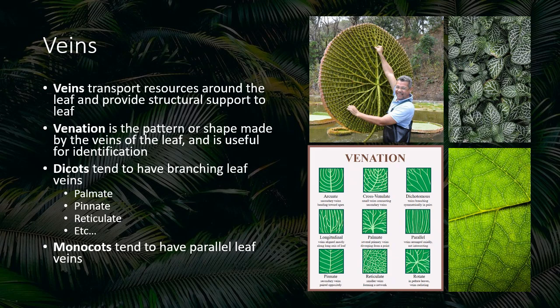By comparison, monocots tend to have parallel leaf veins that all run the same direction. This isn't true of all groups of monocots, but as a general pattern within the monocots, we often have parallel leaf veins that all run the same way, as we might see in grasses or palms.